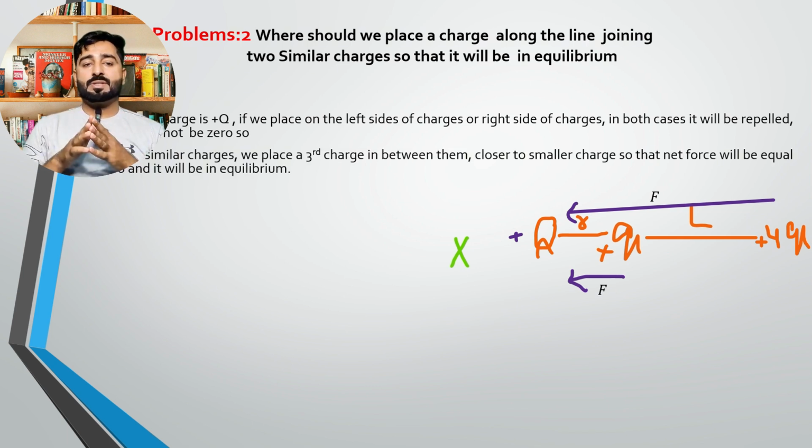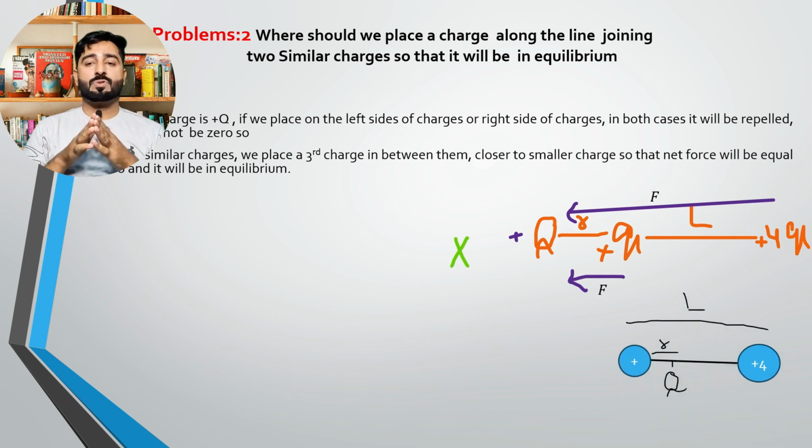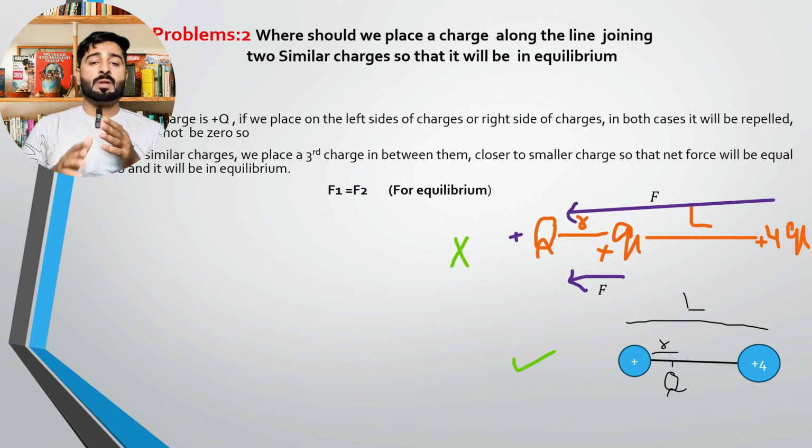In case of similar charges, we place a third charge in between them, closer to the smaller charge, so that the net force will be equal to zero and it will be in equilibrium. So this possibility will work, and for the equilibrium, the forces acting on the third charge should be equal to each other. Here F1 is the force applied by the smaller charge on the third charge q, and F2 is the force applied by the bigger charge on the third charge q.